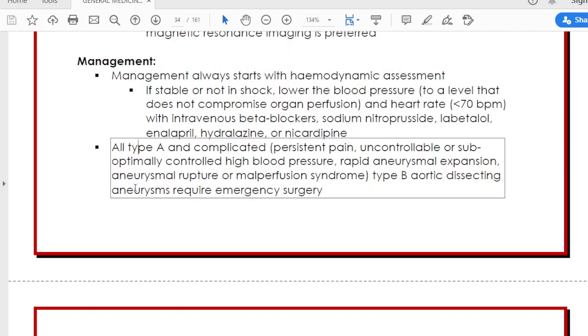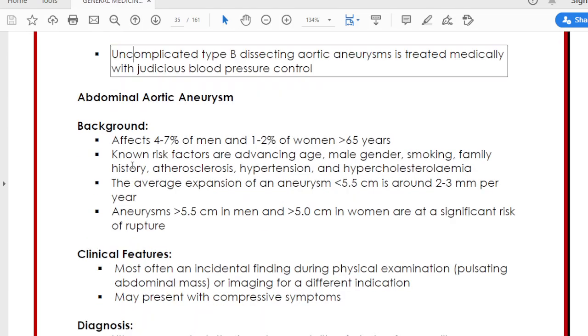All type A and complicated type B aortic dissecting aneurysms require emergency surgery: persistent pain, uncontrollable or suboptimally controlled high blood pressure, rapid aneurysmal expansion, aneurysmal rupture, or malperfusion syndrome. Uncomplicated type B dissecting aortic aneurysms are treated medically with judicious blood pressure control.